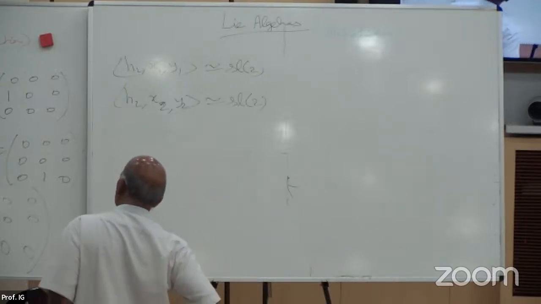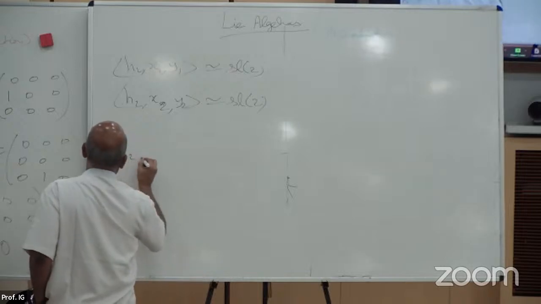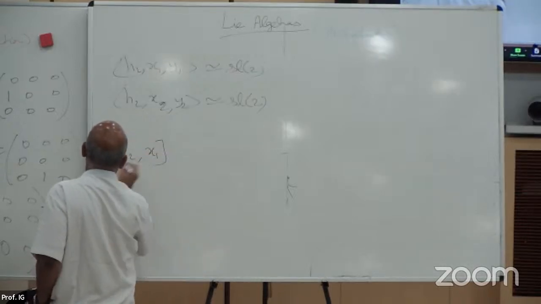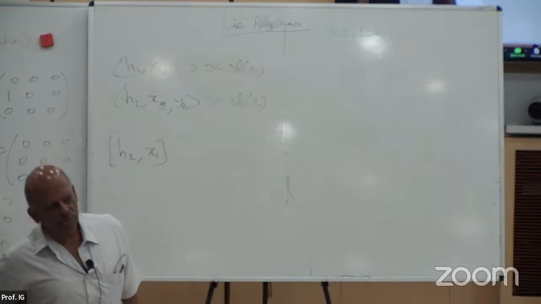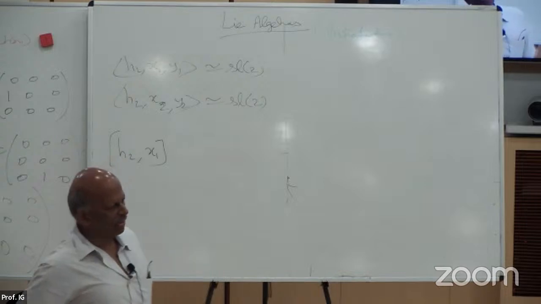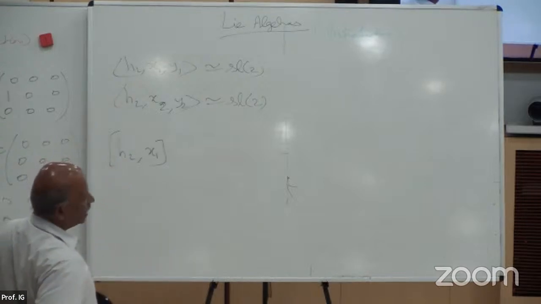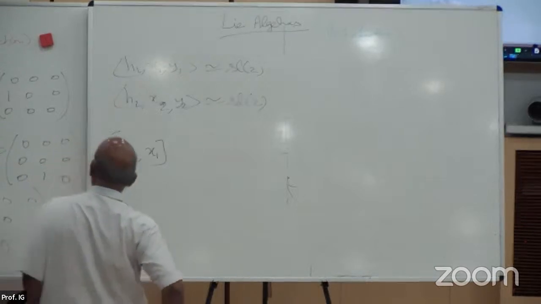But still we have to do some calculation. Let us see what happens to H2, X1. Okay, H1, X1, we know it's going to be 2X1 because it's isomorphic to SL2. H2, X1 is what we have to calculate. Let us see what it is.